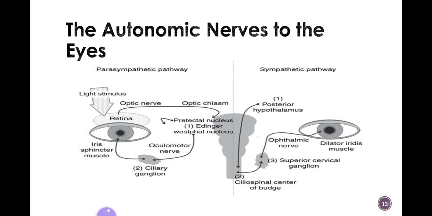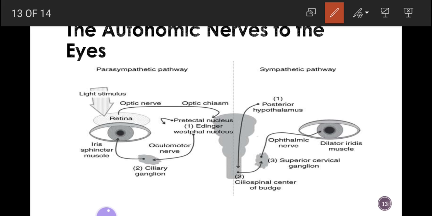This picture shows the autonomic nerve supply to the eye. The eye is supplied by both the parasympathetic and the sympathetic pathways. This picture shows the parasympathetic pathway. Here the parasympathetic fibers originate in the Edinger-Westphal nucleus. They pass in the third cranial nerve to the ciliary ganglion. Postganglionic fibers excite the ciliary muscles and sphincter of the iris.